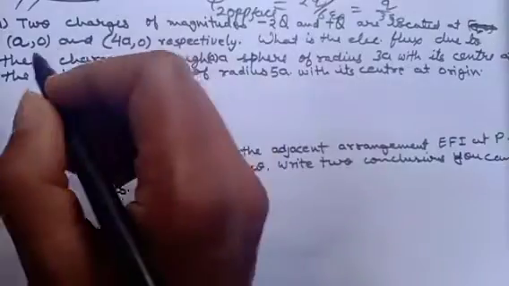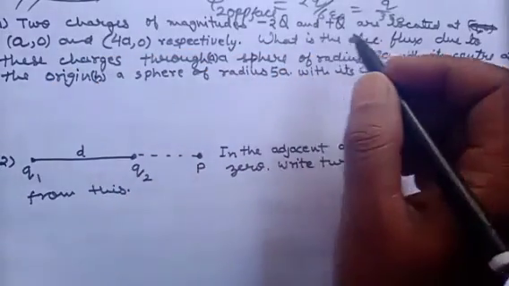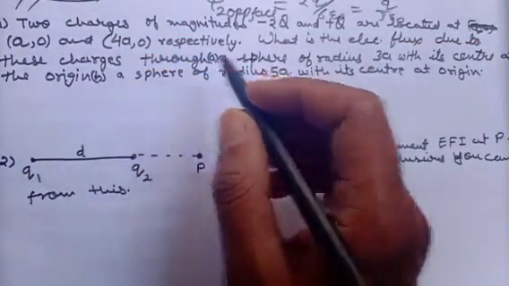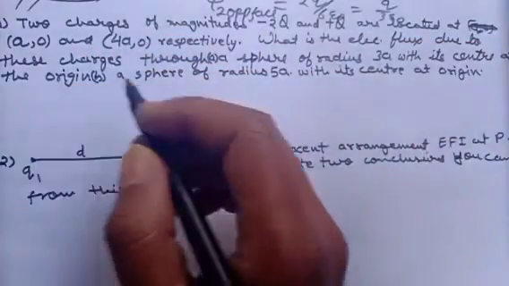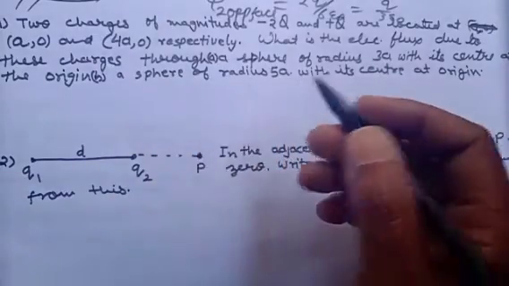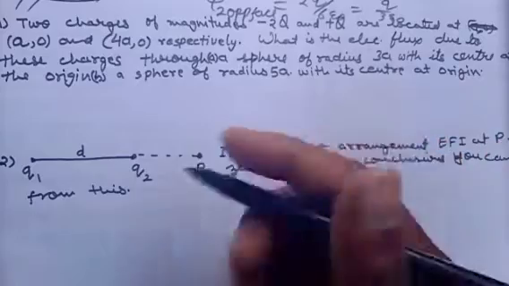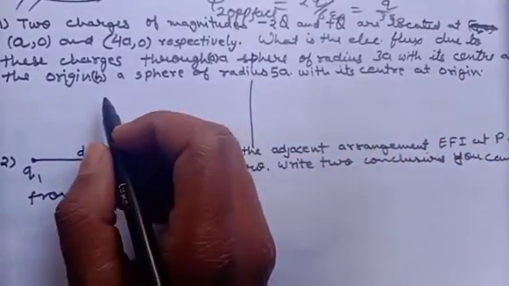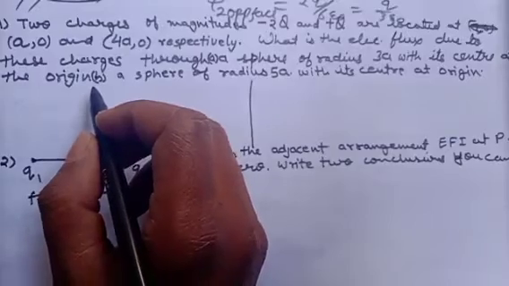So here it is: two charges of magnitude minus 2Q and plus Q are located at (a, 0) and (4a, 0) respectively. What is the electric flux due to these charges through a sphere of radius 3a, and a sphere of radius 5a? Maybe one will be 0, the other will be something, I don't know. For this, you need to have a clear-cut idea what this is all about.